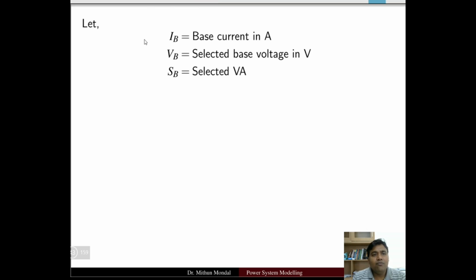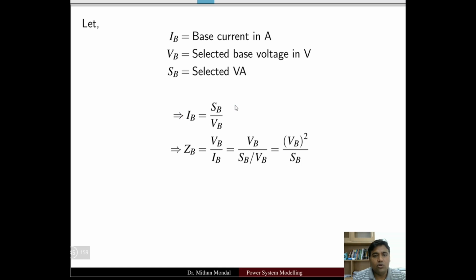Now let us derive one by one. So these three quantities, let us take the current IB as the base current, VB as the selected base voltage, and SB as the selected volt ampere, that is the power base. Now we know that the current is basically power by voltage, and here we take the power in terms of the complex power. So base current IB is equal to the base power divided by the base voltage.